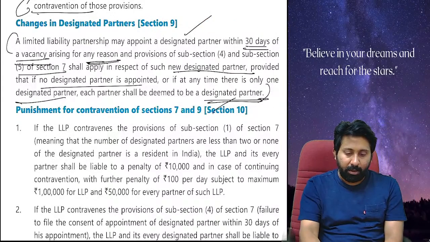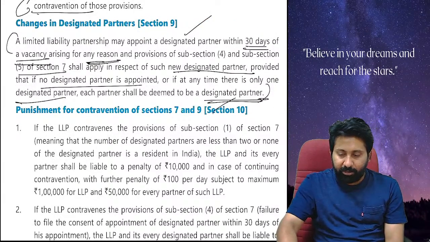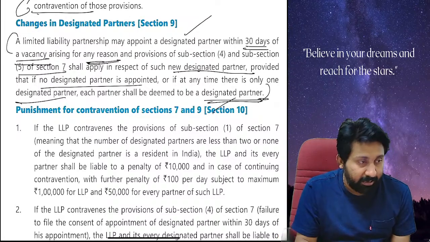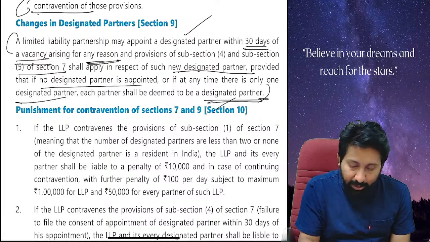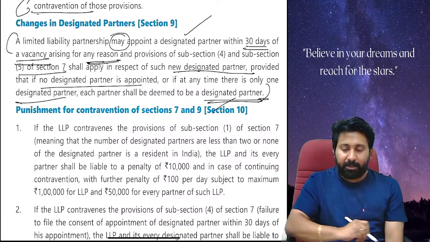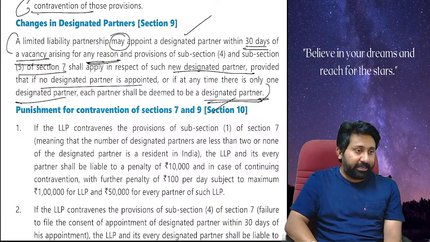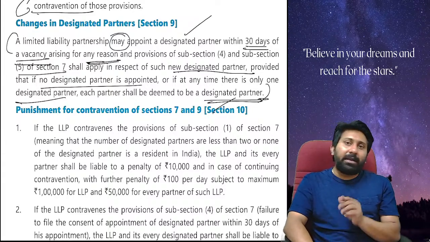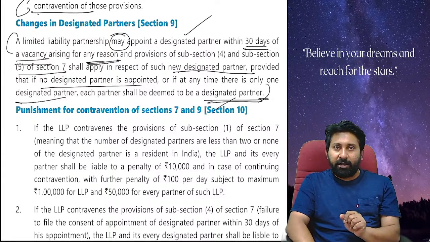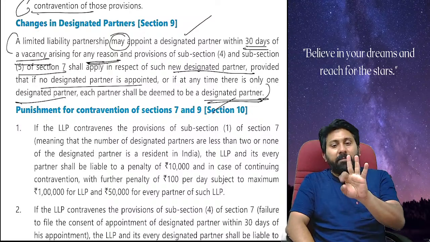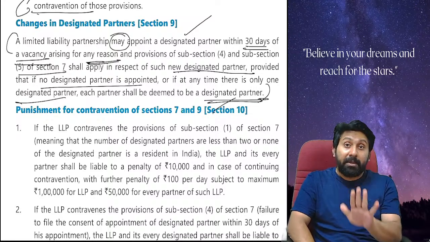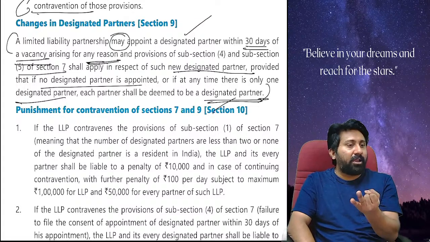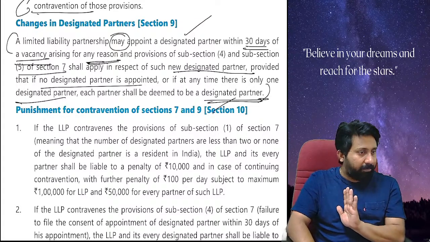See here. An LLP may appoint a designated partner within 30 days. See here, first point number 1. An LLP may appoint a DP within a period of 30 days of vacancy for any reason. What do you mean by may appoint? For example, how many DPs are required? 2 DPs are required. I am having 4 DPs. One person resigned and went away. Then it is may. There is no mandatory thing here. Two people resign, still we have two. Again, filling is optional only, not mandatory.